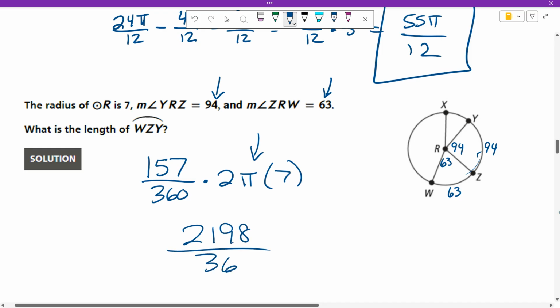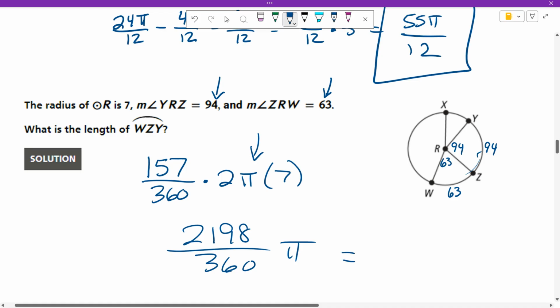2,198 over 360 times pi. Now let's reduce that fraction. So put it in as a fraction on your calculator. Use the fraction button, the A, B over C button. 2198 over 360 using the A, B over C button. And then go second, turn it into an improper fraction, please.